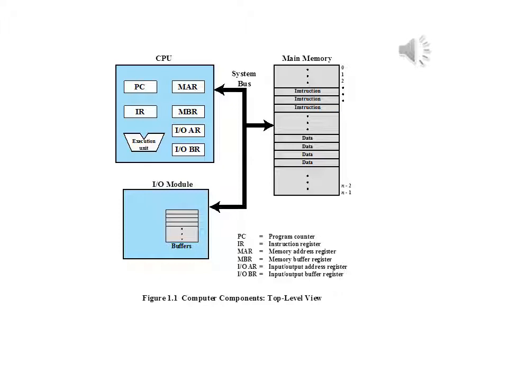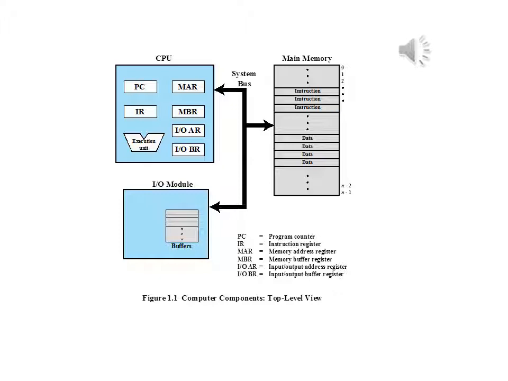Similarly, an input-output address register specifies a particular input-output device. An I/O buffer register is used for the exchange of data between an I/O module and the processor. A memory module consists of a set of locations defined by sequentially numbered addresses. Each location contains a bit pattern that can be interpreted as either an instruction or as data.